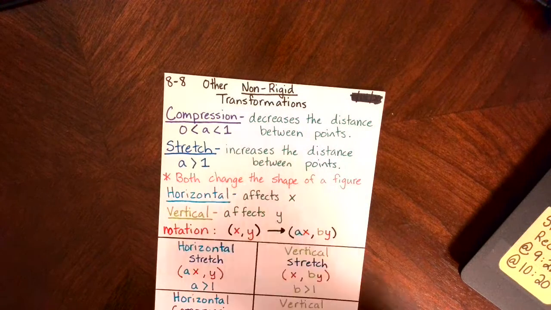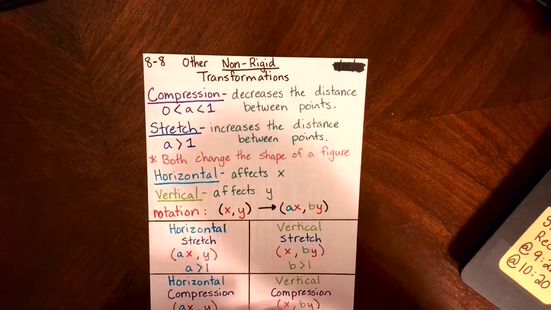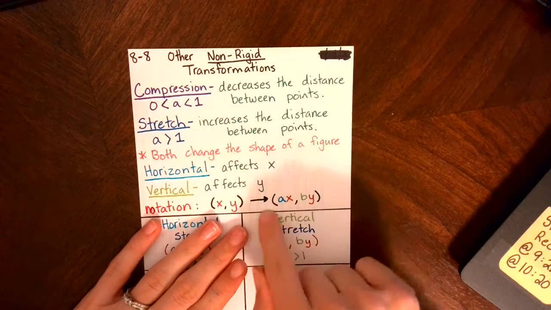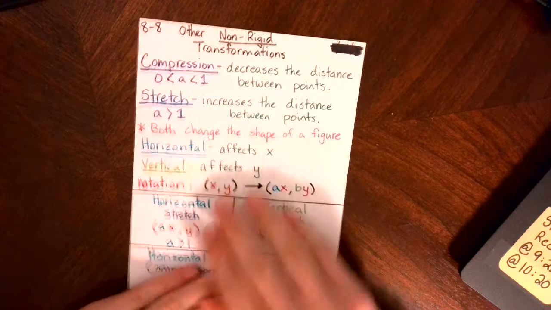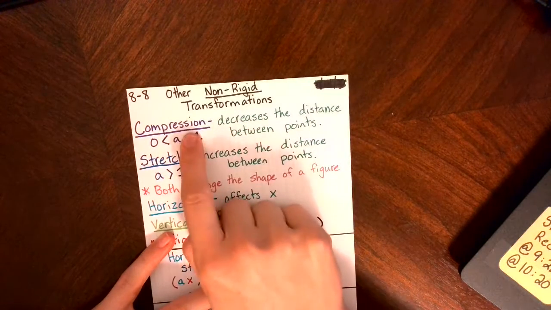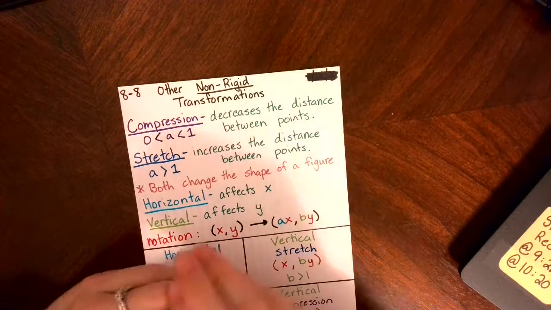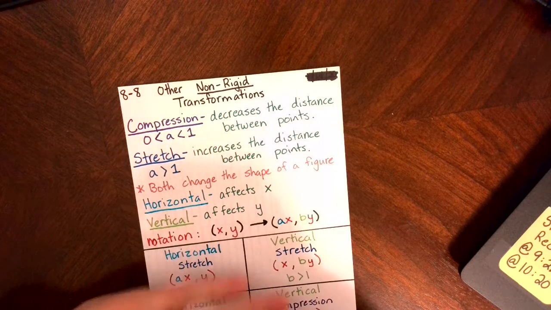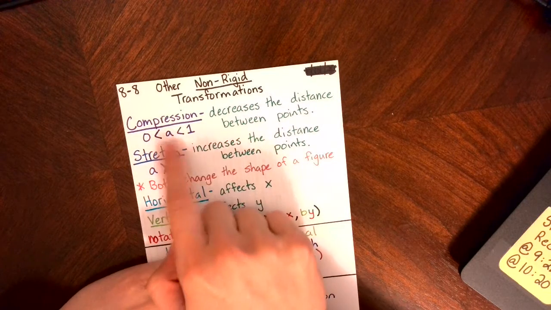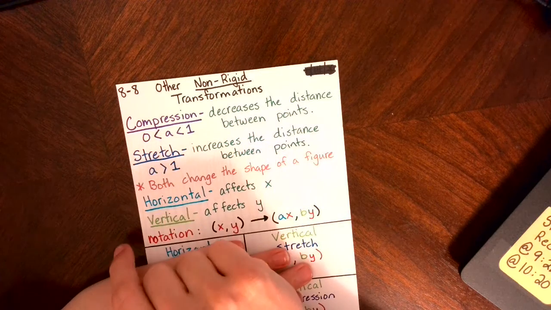They're called compressions and stretches. And they get very specific and detailed, but executing them is actually extremely easy, which I'll get to here in a moment. The first thing we have to understand is a compression decreases the distance between points. It squishes it, makes it smaller. It's kind of what you can think of as a reduction from 8-7. That is when A is less than 1 but greater than 0. It's in between 0 and 1.